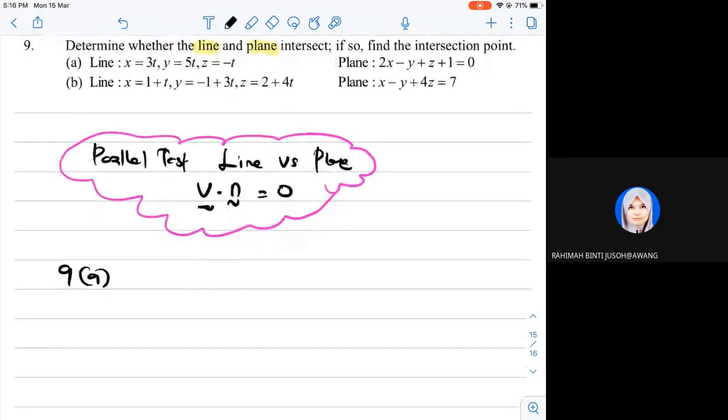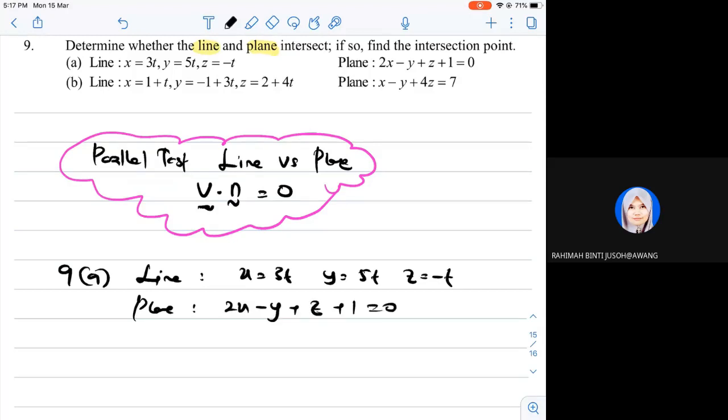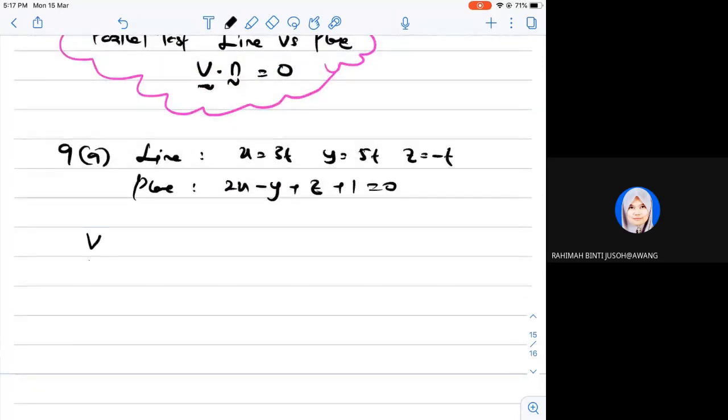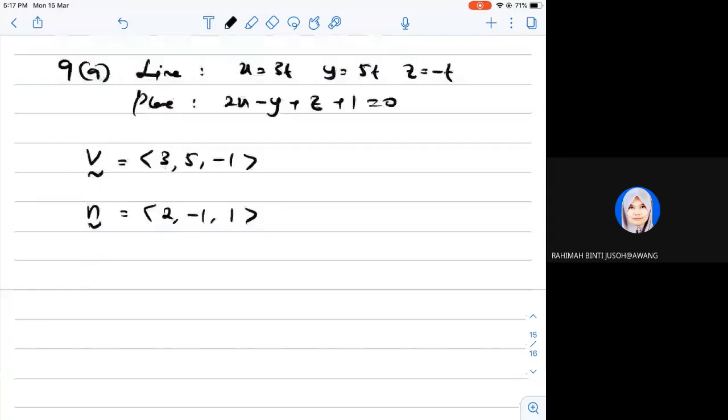Okay, line kita ada X equals to 3t, Y equals to 5t, and Z equals to negative t. And then plane, kita ada 2x minus y plus z plus 1 equals to 0. Okay, so now, what is our V? V equal to 3, 5, negative 1. How about N? 2, negative 1 and 1. Very good.